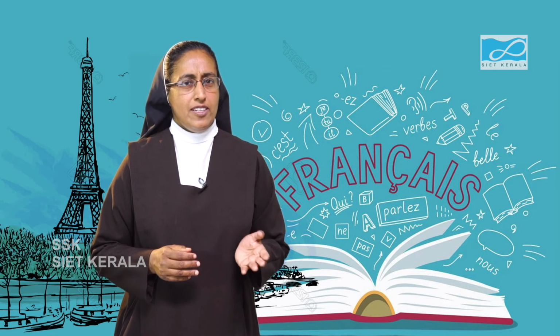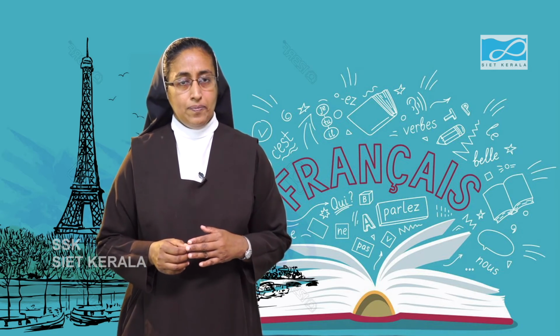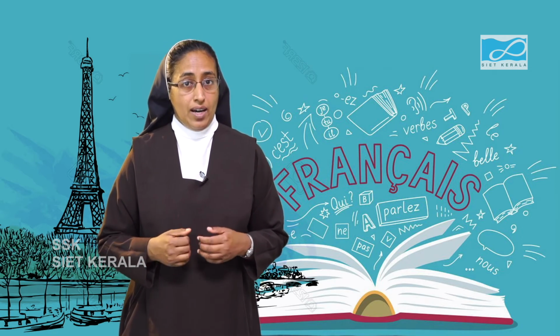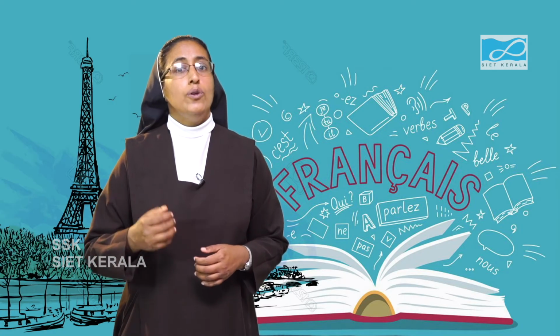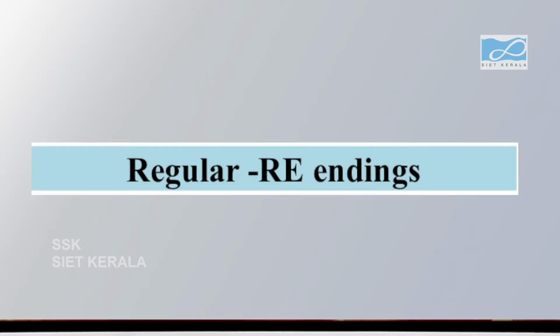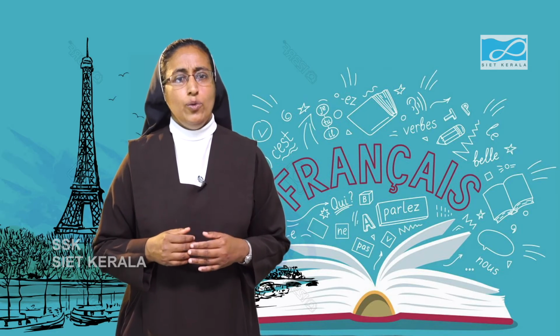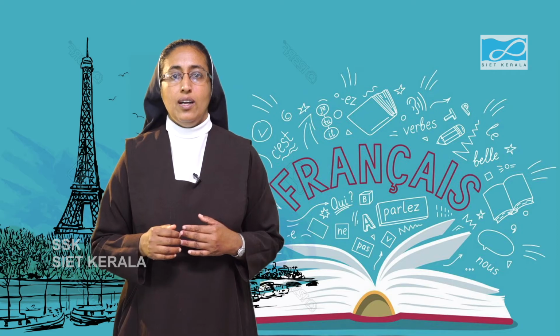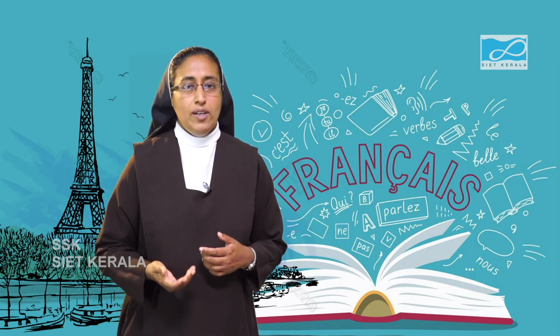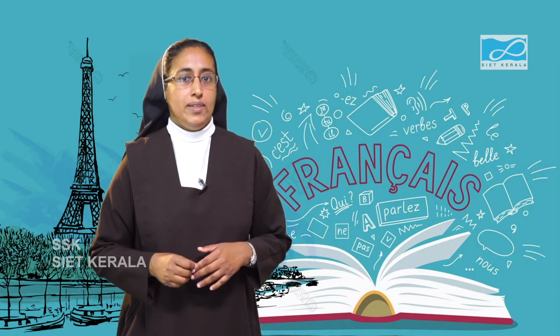So, first lesson we came across the ER group, then we learned the IR group, and now we are going on to the third group, the verbs which end in RE. Okay? So, let's have a look at how the verb is conjugated, and I am sure you are able to formulate and tell me what would be the rule. How do we conjugate a verb that ends in RE?